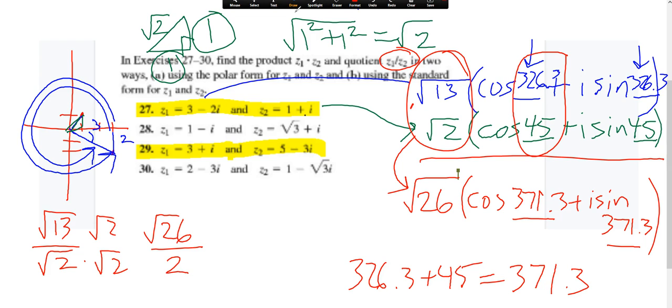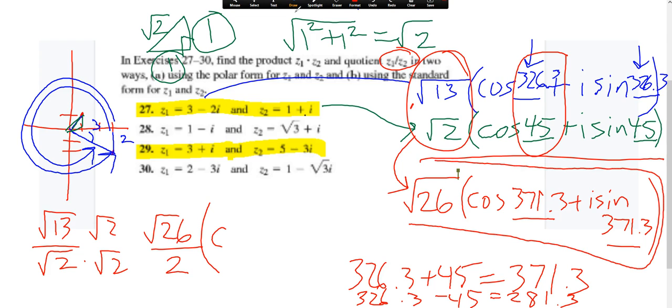Okay. And then, of course, what are we going to do with the 326.3 and the 45? We're going to subtract them. So if only we knew what 326.3 minus 45 was. 281.3. Oh, that's awesome. The answer to the first question of Z1 times Z2 was right in this.